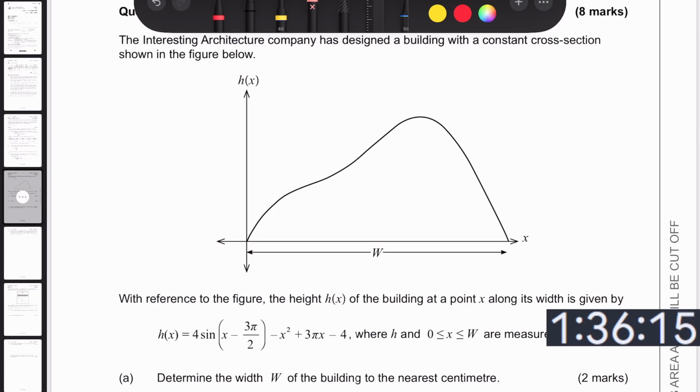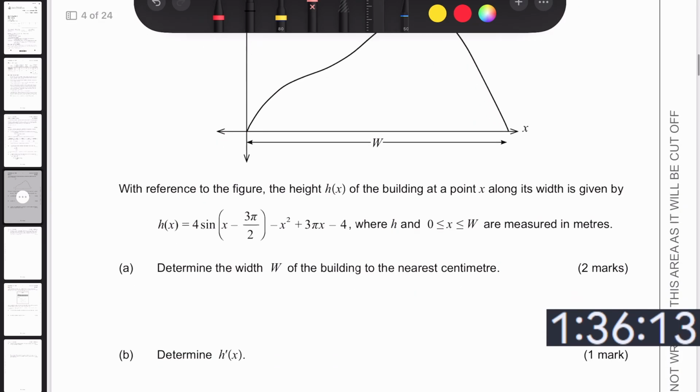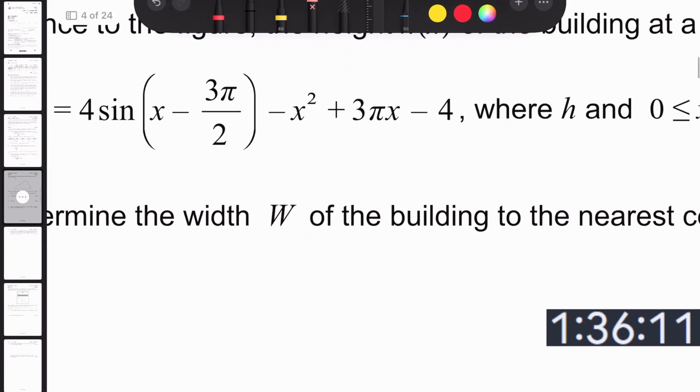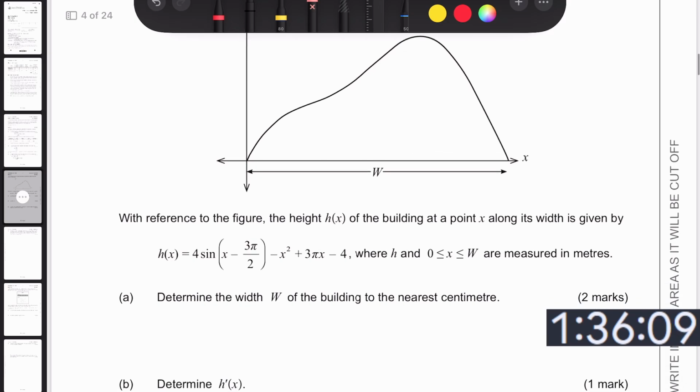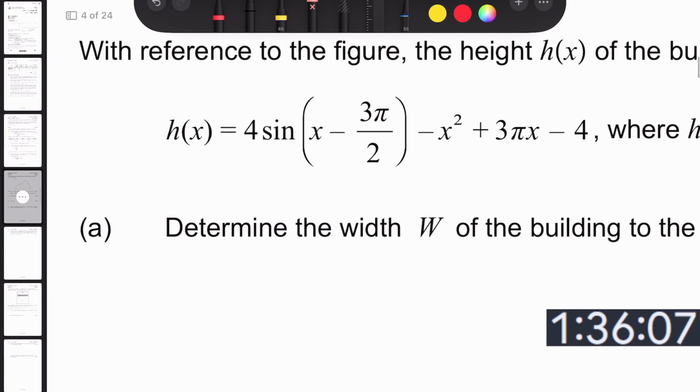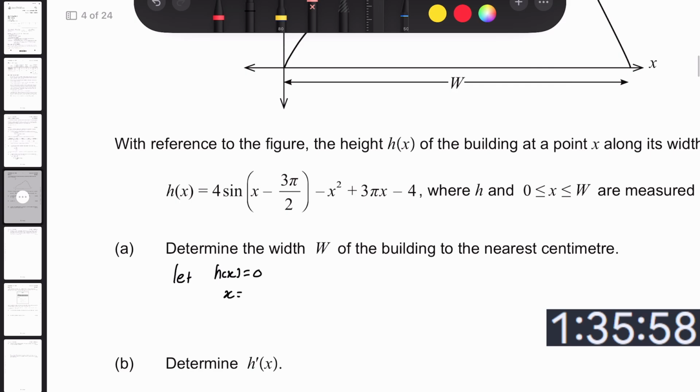Measured in meters. Determine the width W of the building to the nearest centimeter. So to find W, I'll say that h of x equals 0. We'll see what pops out. So solve for... oh, I didn't realize how ugly this fraction was. 3 pi on 2 x squared 3 pi x minus 4.